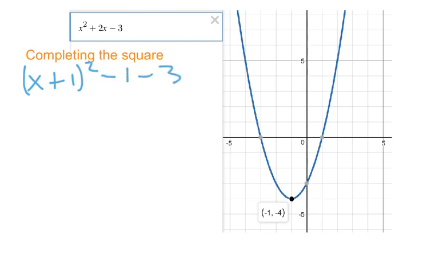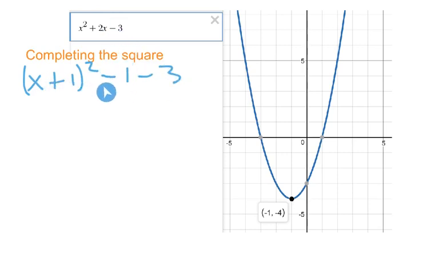Now, where do all these numbers come from? Well, the x plus 1 comes from, first of all, it's an x because it's an x squared, so that's the x. The 1, this one here, comes from half of this number here. So I half the 2 and I get 1. I then square this all together. My minus 3 is still here.